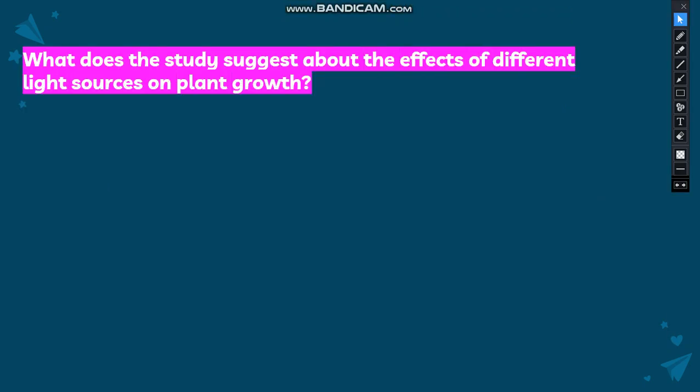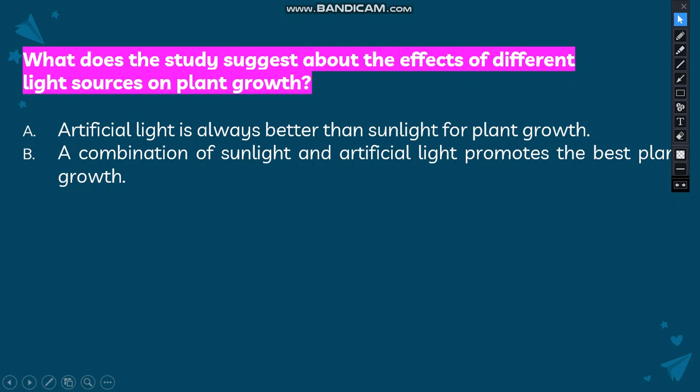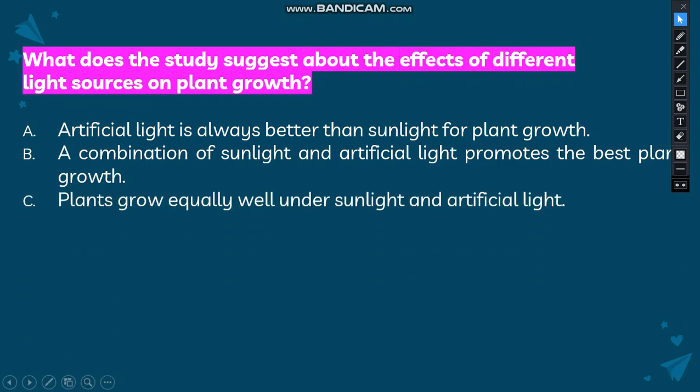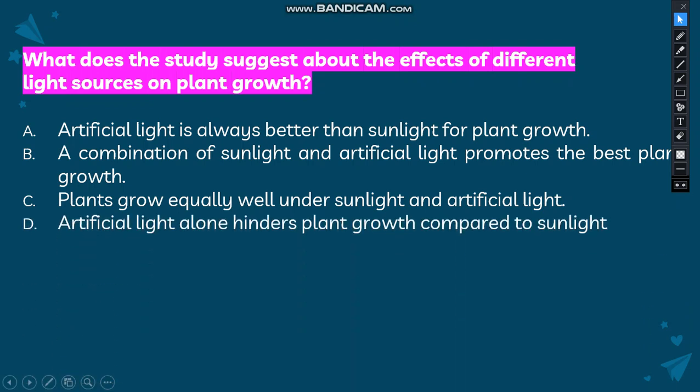All right, just consider this question. What does the study suggest about the effects of different light sources on plant growth? Here we can see A. Artificial light is always better than sunlight for plant growth. B. A combination of sunlight and artificial light promotes the best plant growth. And C. Plants grow equally well under sunlight and artificial light. And option D is artificial light alone hinders plant growth compared to sunlight.